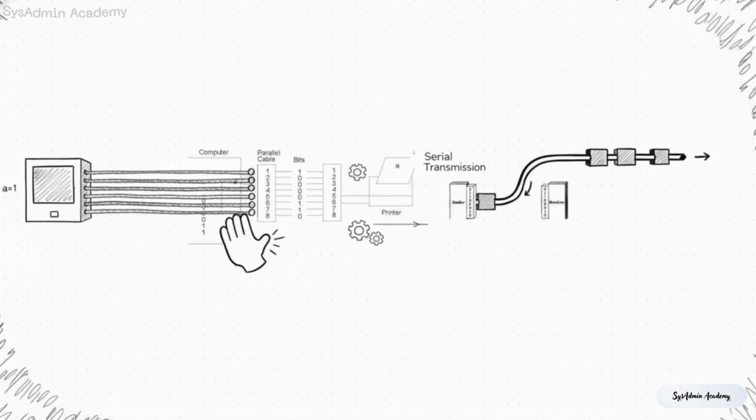And here's what that looks like in the real world. A parallel connection literally has multiple wires inside the cable, maybe 8 of them, and each wire carries 1 bit of your data at the exact same moment. But with a serial connection, it's totally different.